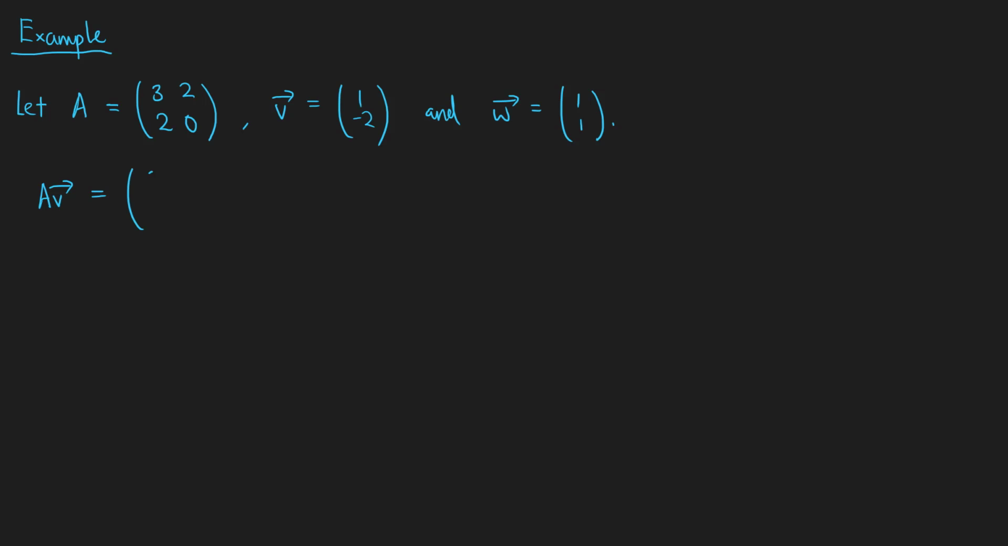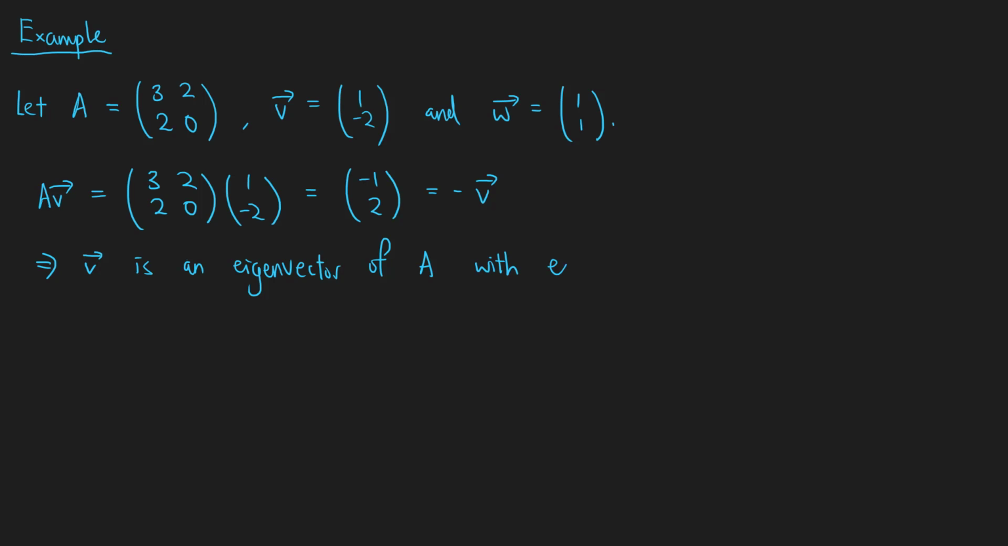Let's look at an example. Let A be the matrix 3, 2, 2, 0, V be the vector 1, negative 2, and W be the vector 1, 1. A times V equals the matrix 3, 2, 2, 0 times the vector 1, negative 2, which equals the vector negative 1, 2, which equals negative V. Therefore, V is an eigenvector of A with eigenvalue negative 1.